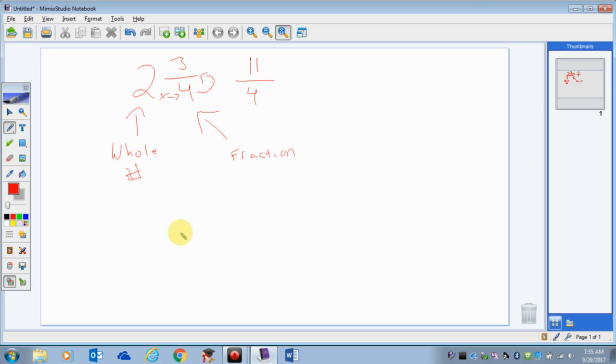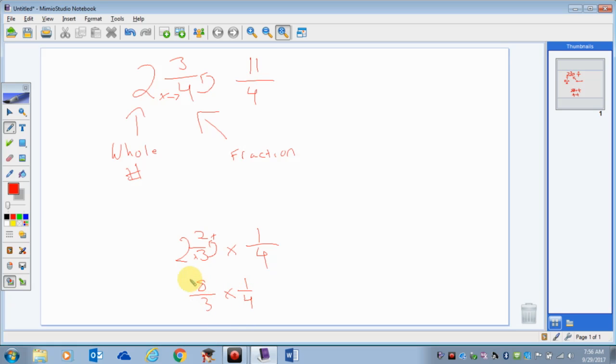So below, if I have 2 and 2/3 times 1/4, well, I have a mixed number here and just a regular fraction. So the regular fraction I can leave alone. The mixed number I have to change to an improper fraction. So to do that, I take the whole number 2, multiply by the denominator 3, and I get 6. Add it to the top. 6 plus 2 is 8. So I have 8 over 3 times 1 over 4.